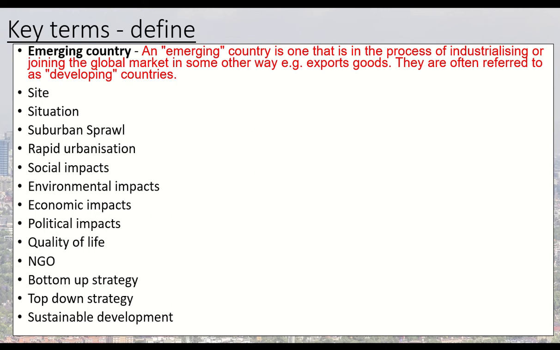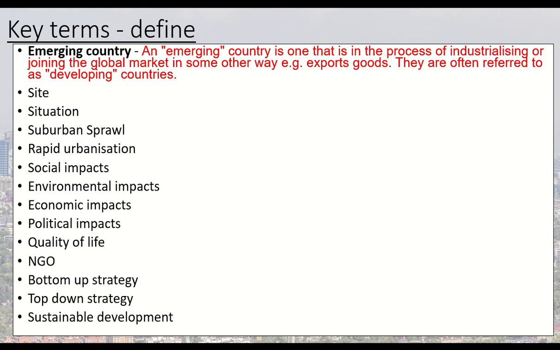Where I really want you to focus most of your time and attention are these three: NGO, or non-government organization. Work out what that means and get a definition of it, and also some examples maybe. Bottom-up strategy and top-down strategy. Now those two are going to be quite key. Knowing what those two things mean is going to be key when it comes to the latter parts of your case study for Mexico City.